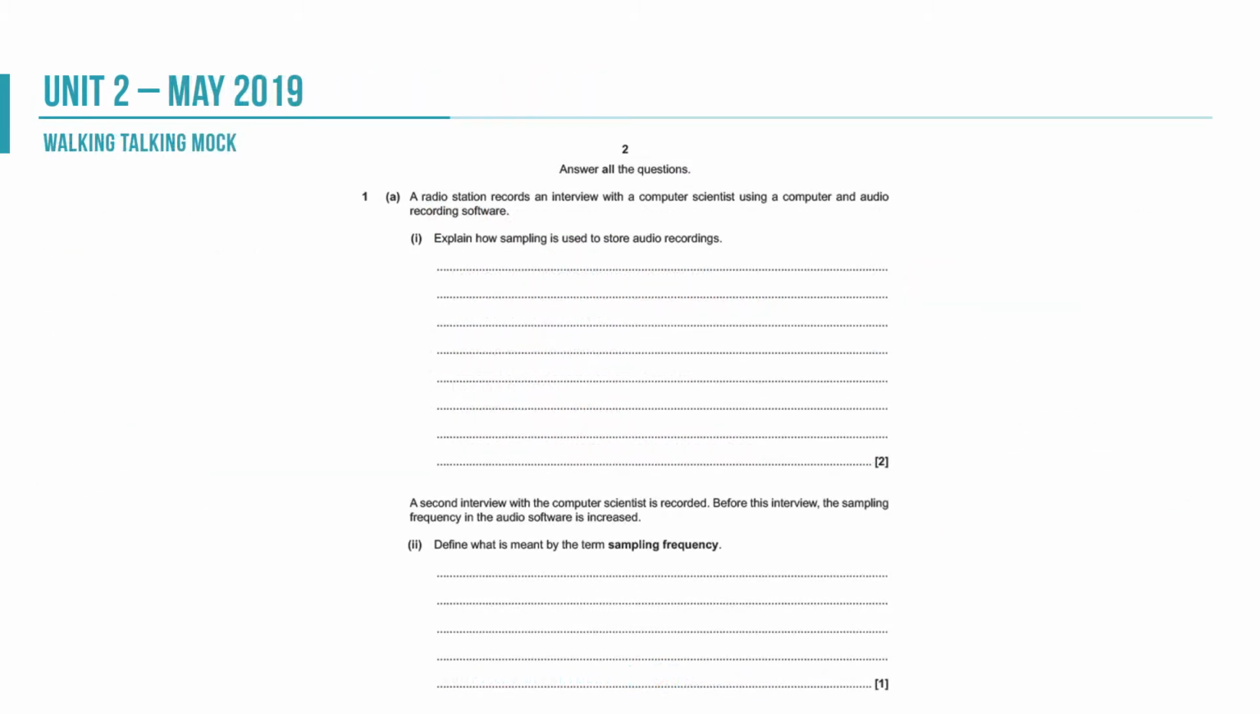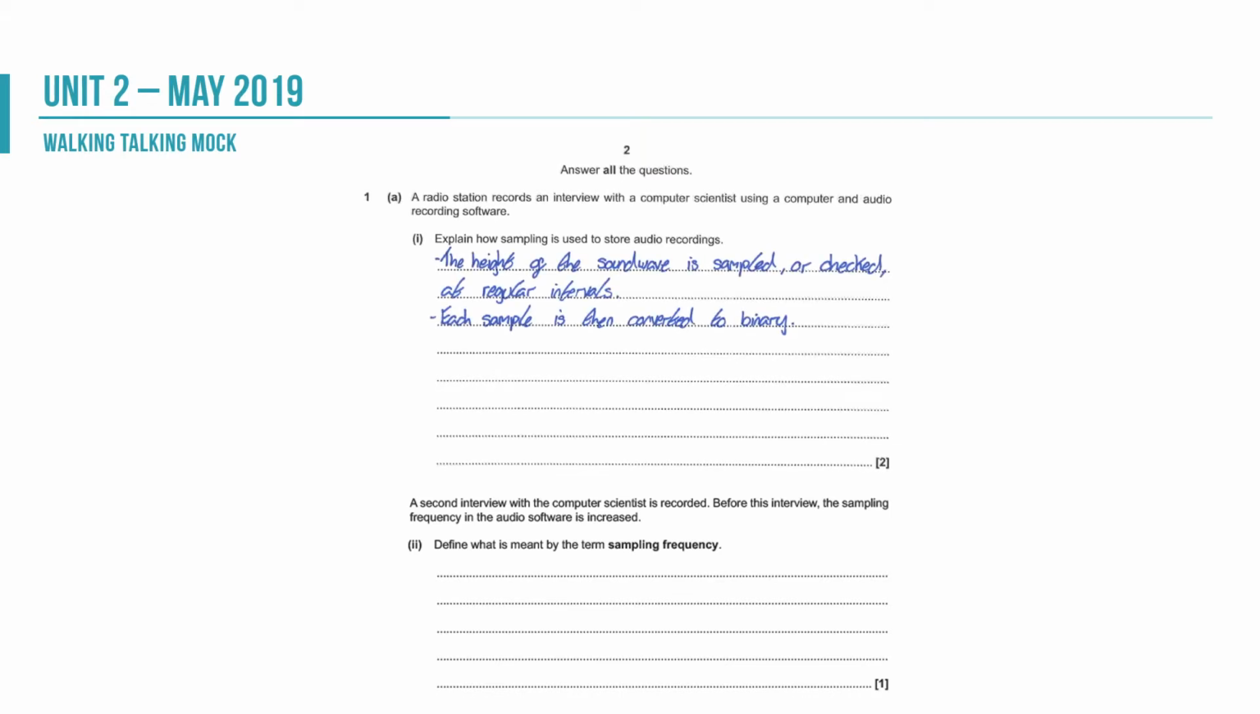So let's get going. Question 1 talks about a computer scientist using a computer and some audio recording software, and it asks to explain how sampling is used to store audio recordings for 2 marks. So the key bit here is you need to make 2 key points. I tend to do that by bullet pointing all of the questions that don't specifically give marks for spelling, punctuation and grammar. So unless it's an essay-based question, which there normally aren't on Unit 2, I tend to bullet point my answers. So what is sampling?